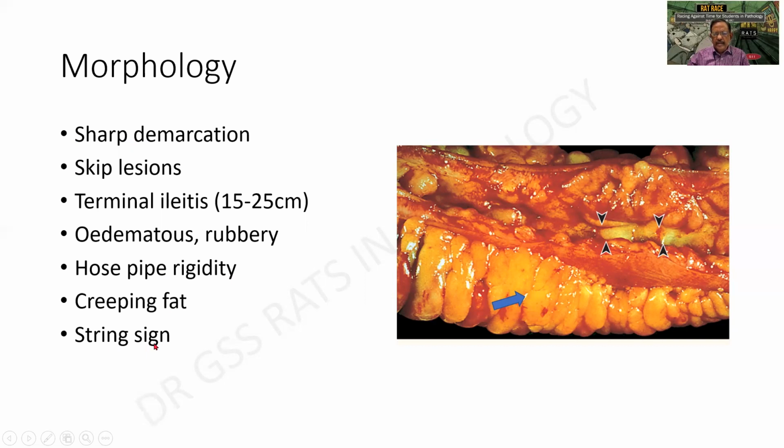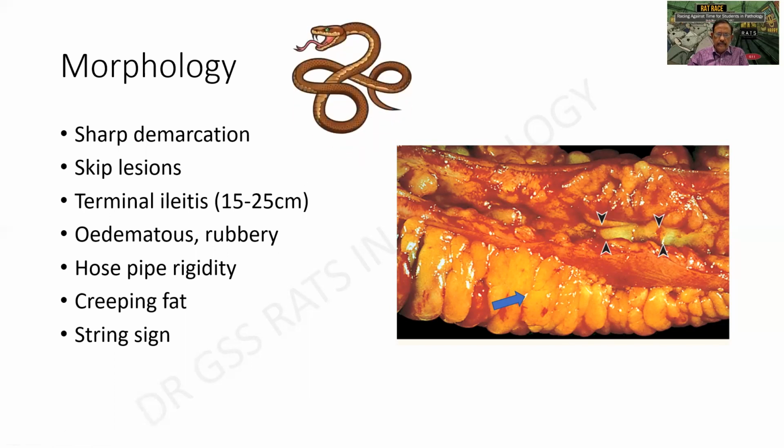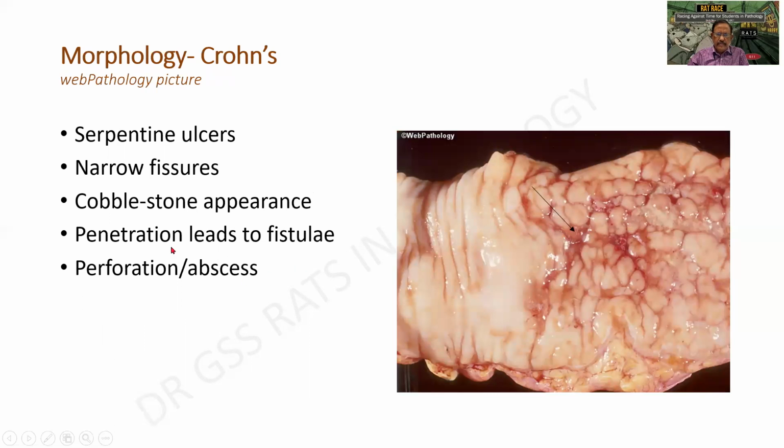String sign is more of a radiological sign. As I told you, there will be a narrowing of the lumen, and when you take a contrast X-ray, there will be a small string of contrast material that can be seen, which is called the string sign. The ulcers, please remember this particular picture, serpentine in nature, serpentine ulcers.